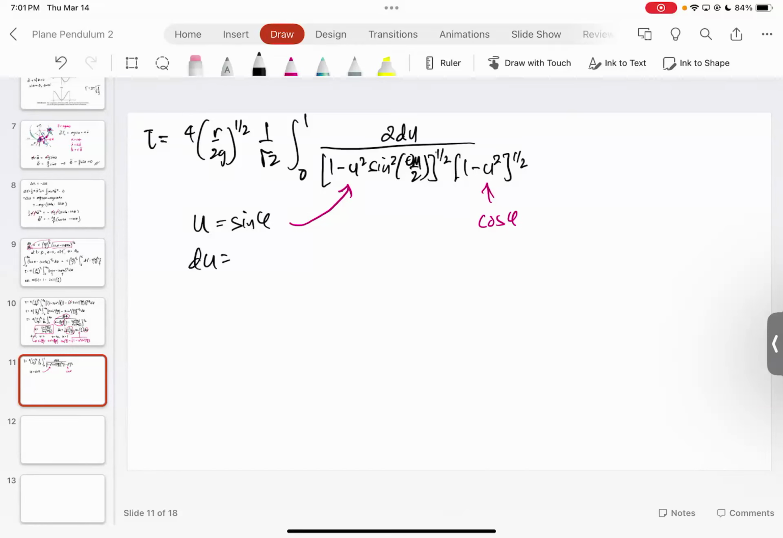Du is equal to cosine phi d phi. Yung du na yan ay cosine phi d phi, right? So pwede ko na i-cancel yung mga 2 na to. Okay. May cosine tayo sa taas, may cosine tayo sa ilalim. Okay, magka-cancel yan.